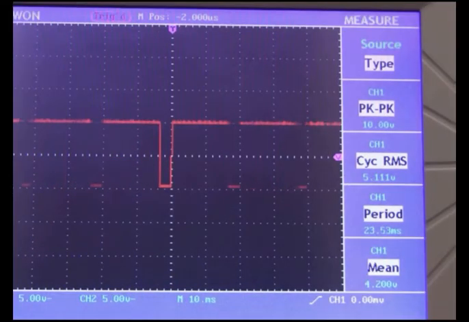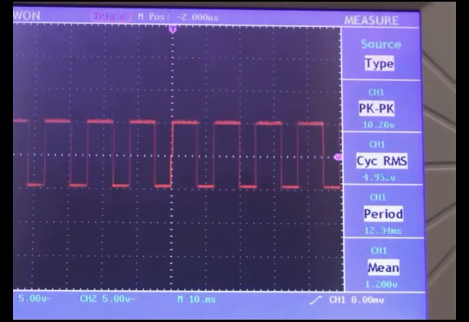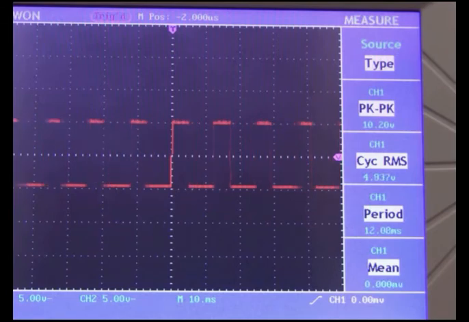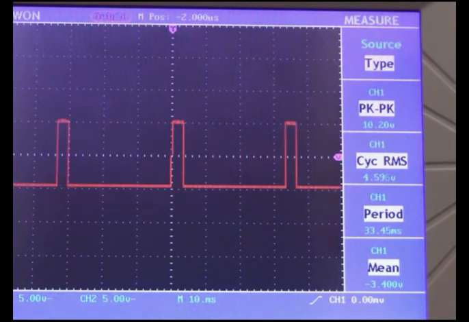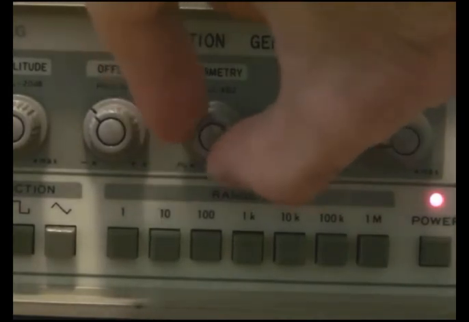Now let's look at duty cycles. The duty cycle of a wave is basically the percentage of the time that the wave stays at the higher voltage. I can change the duty cycle using the symmetry dial over here.